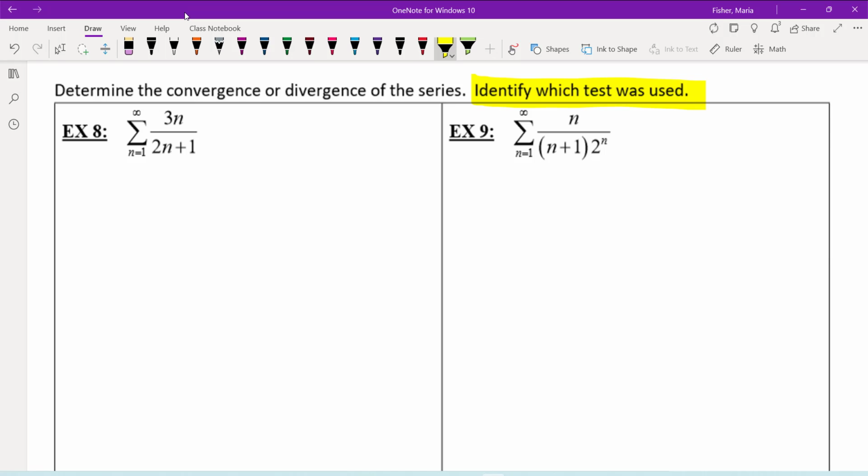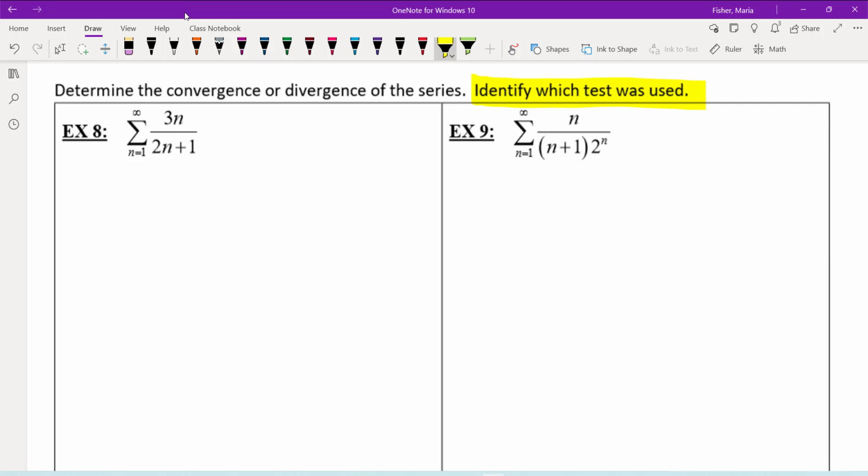Let's start with example 8, the sum from n equal 1 to infinity of 3n over 2n plus 1. Well, it does not look like a known series. It doesn't look exactly like a p-series, and it does not look exactly like a geometric series. And there's no minus sign, which makes me think that it's not telescoping.